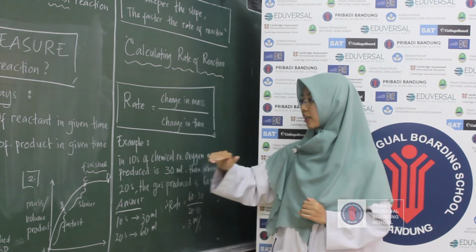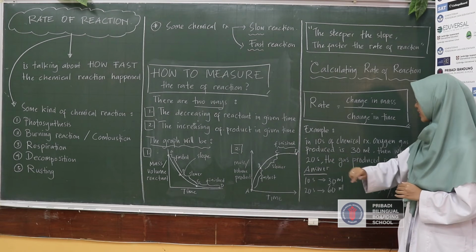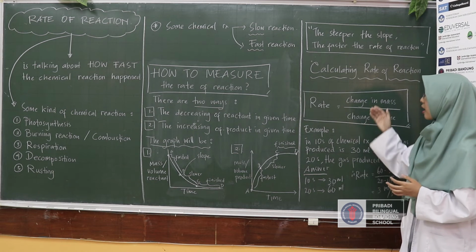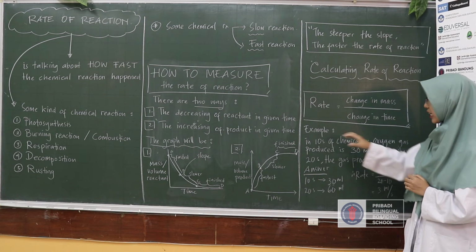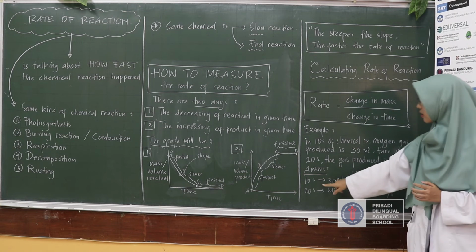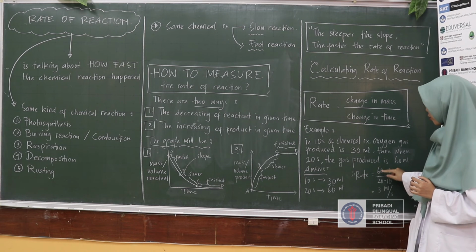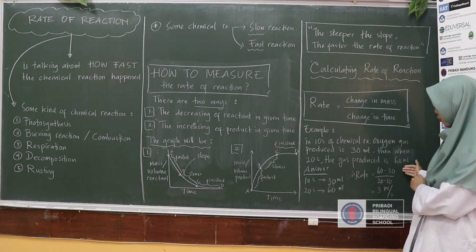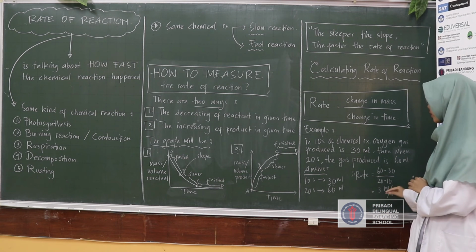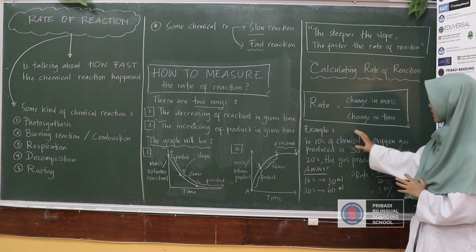In 10 seconds of chemical reaction, the oxygen produced is 30 milliliters. Then, at 20 seconds, the gas produced is 60 milliliters. If you want to calculate how fast the chemical reaction happened in this example, you can use this formula: rate equals change in mass over change in time. The volume changed from 30 to 60, so (60 minus 30) over (20 minus 10). And you get the rate of reaction is 3 milliliters per second. So this is the answer to this question.